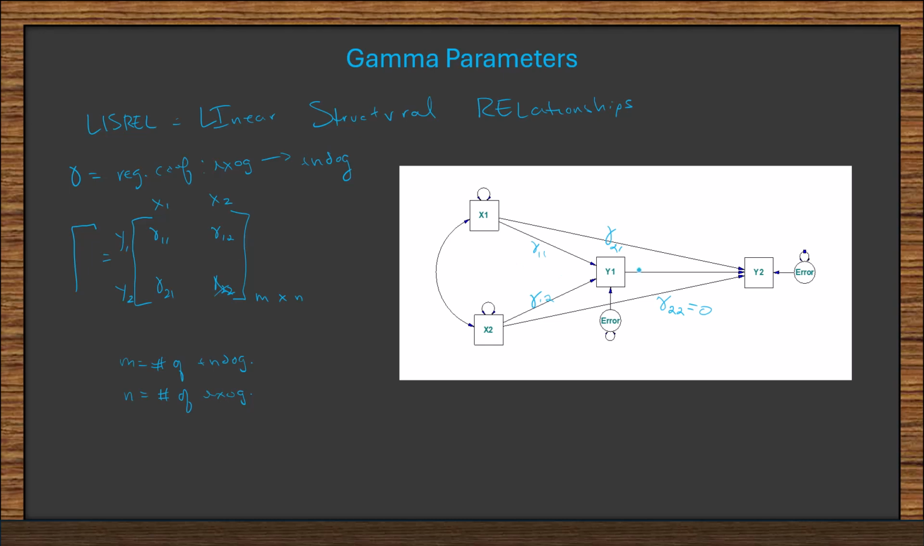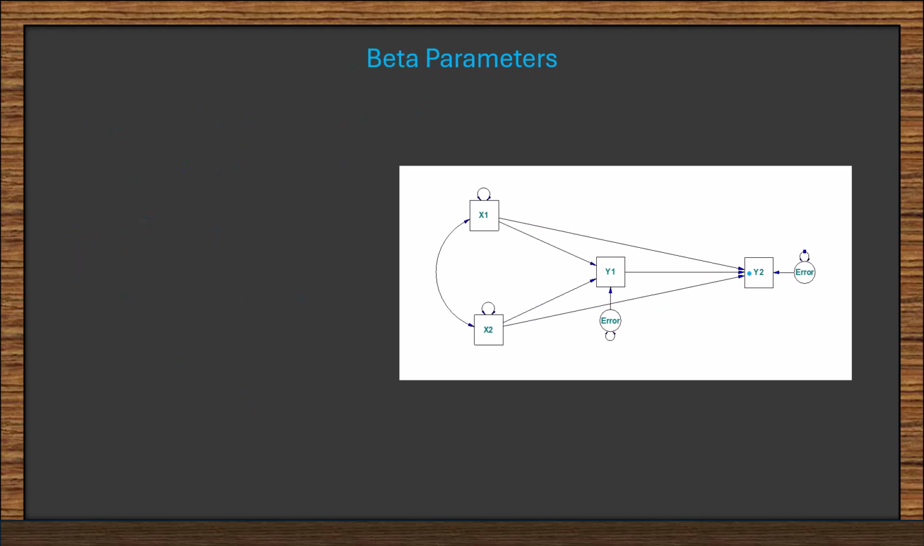Now, as I said earlier, you'll notice we did not put a regression coefficient for y1 predicting y2. That will be the next parameter. We're going to call that beta. So beta is a regression coefficient, but in this case, it's an endogenous variable predicting another endogenous variable.